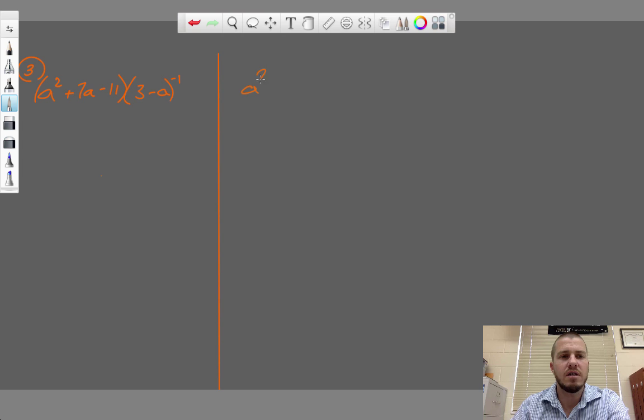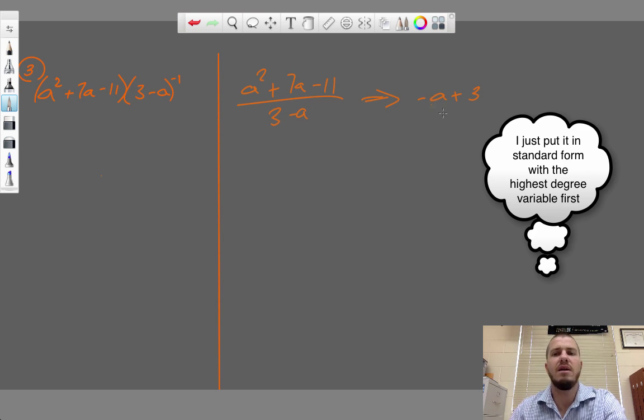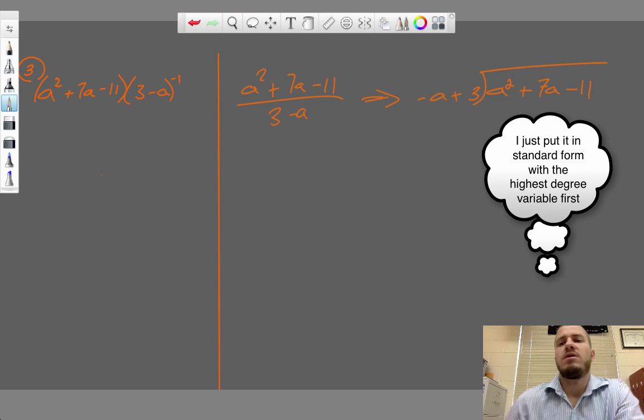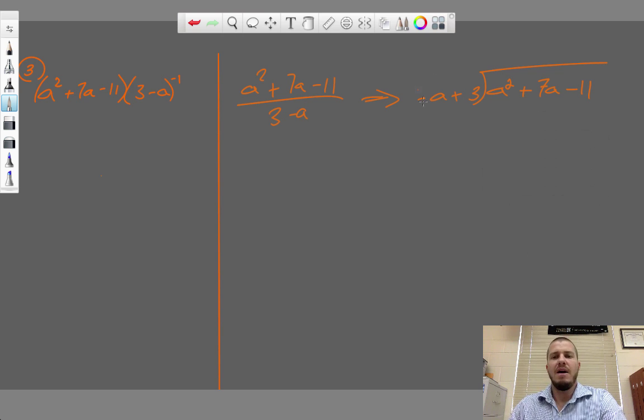So for this one, we have this trinomial a squared plus 7a minus 11 being multiplied with 3 minus a raised to the negative first. Well, what that means is that 3 minus a is in the denominator. So it's a division problem. I'm going to rewrite this as negative a plus 3. And so I have the trinomial divided by this binomial.